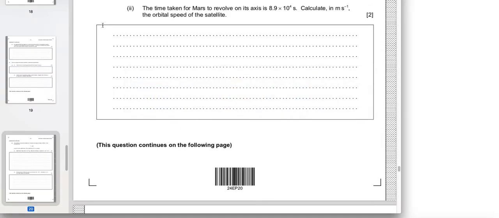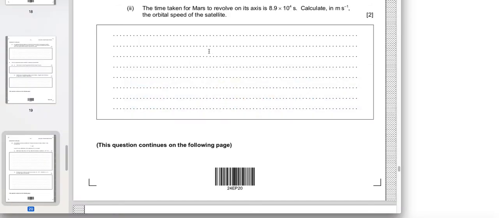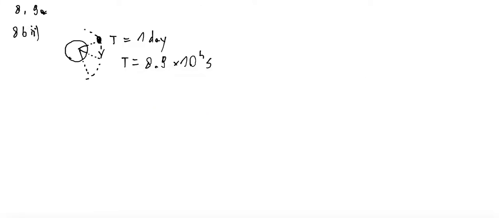Okay, we know that this satellite is geosynchronous. What does it mean? It means that the orbital period of this satellite is exactly the same as one Martian day. It's always above the same point on the surface, like a telecommunications satellite. So we know that the time taken for Mars to revolve on its axis is 8.9 times 10 to the power of 4, which means that the period of the satellite is 8.9 times 10 to the power of 4 seconds. And you have to find the orbital speed of the satellite.